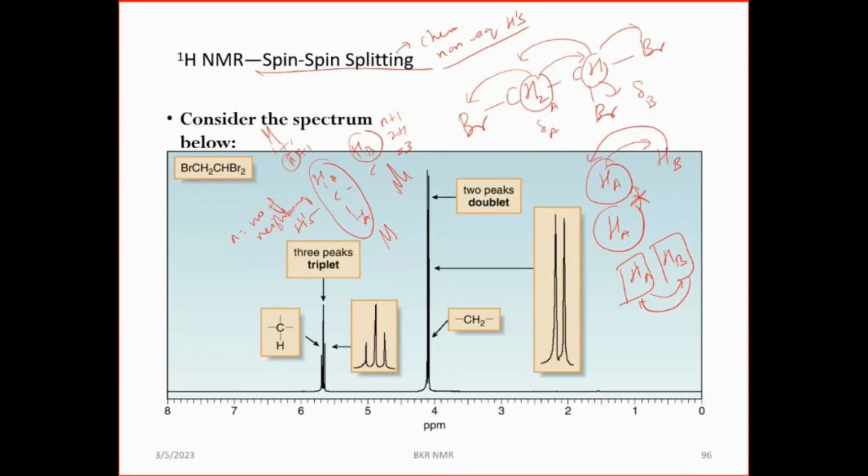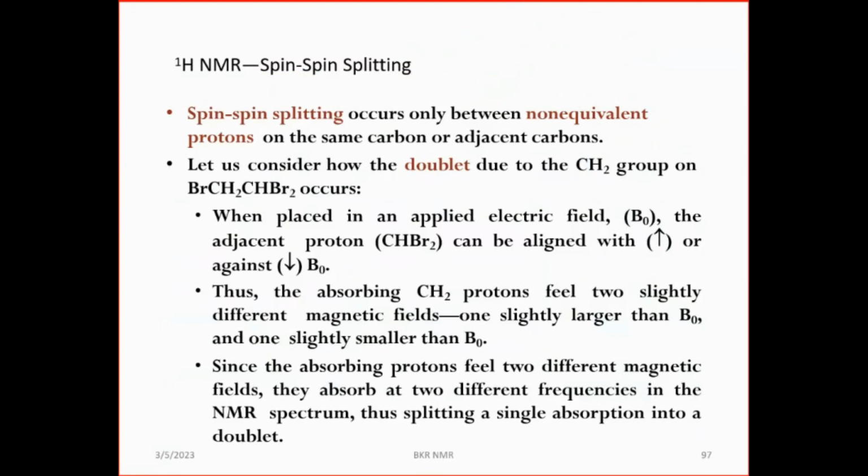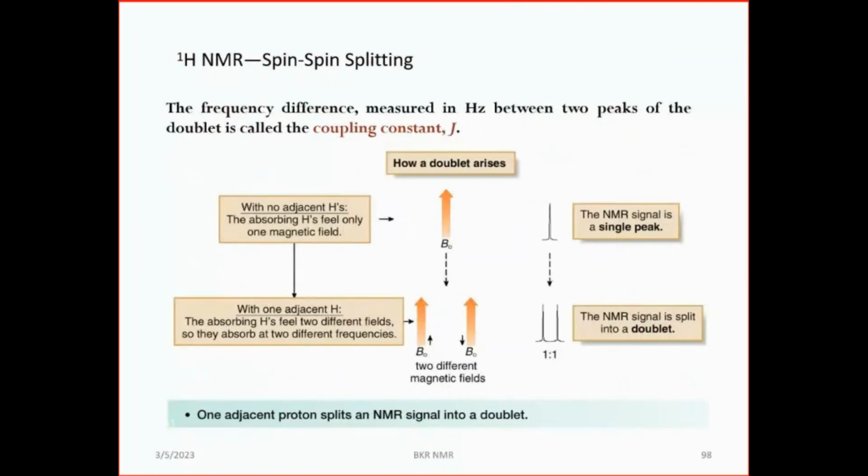That's all. Okay, but why do you have this splitting? So just look here. When you have no adjacent hydrogens, the absorbing hydrogen feels only one field. It will feel only one field. Therefore, the field it receives is the same, it splits the same way, and the same energy is required. Therefore, it will be giving you a single signal peak.